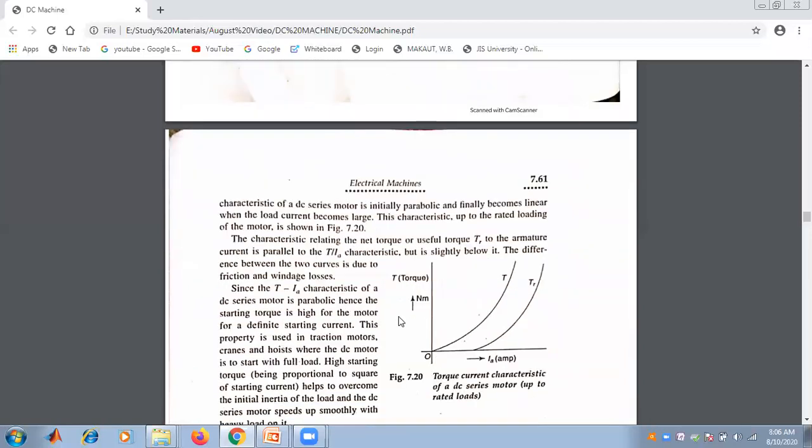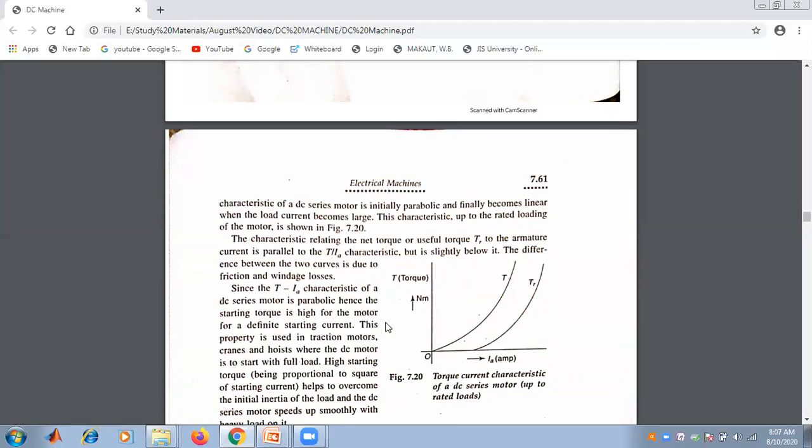The torque current characteristics of a DC series motor shown here is up to rated load. The characteristic is initially parabolic in nature, but finally it becomes linear when the load current becomes large.